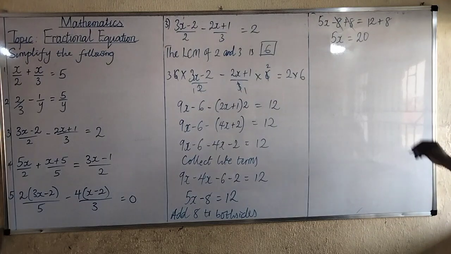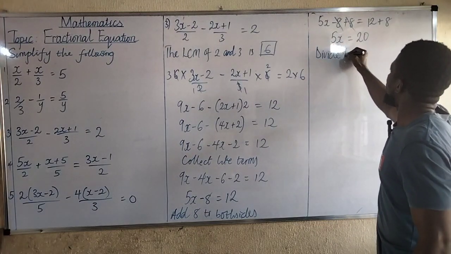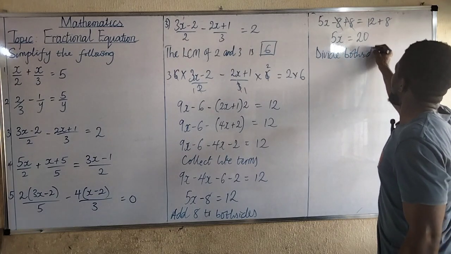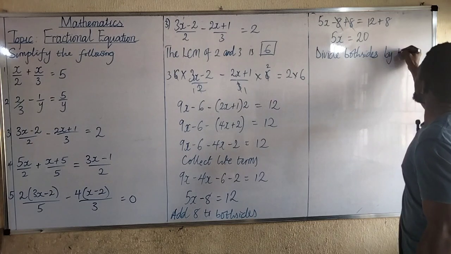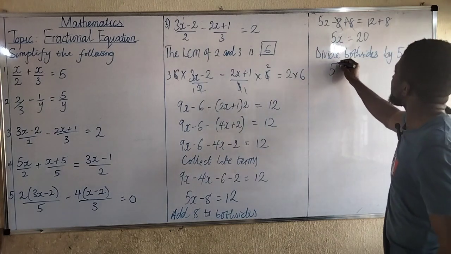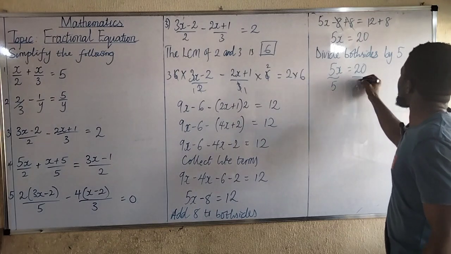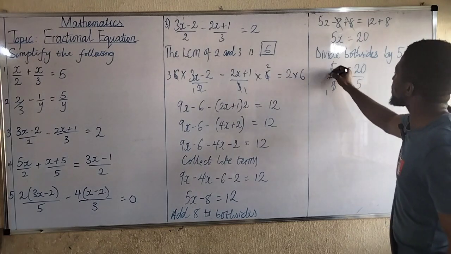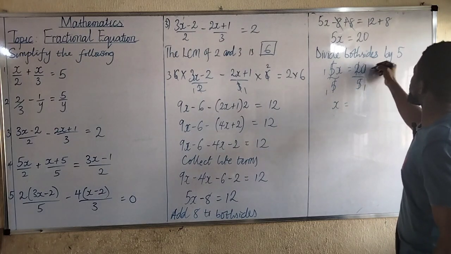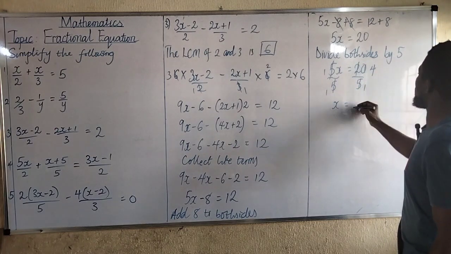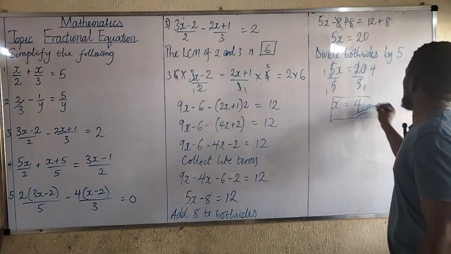Having reached here, I will divide both sides by the coefficient of x, which is 5. So I have 5x = 20. Divide here by 5, divide here by 5. In this one, x is equal to, and 5 in 20 gives 4. So the value of our x is 4. This becomes our answer.